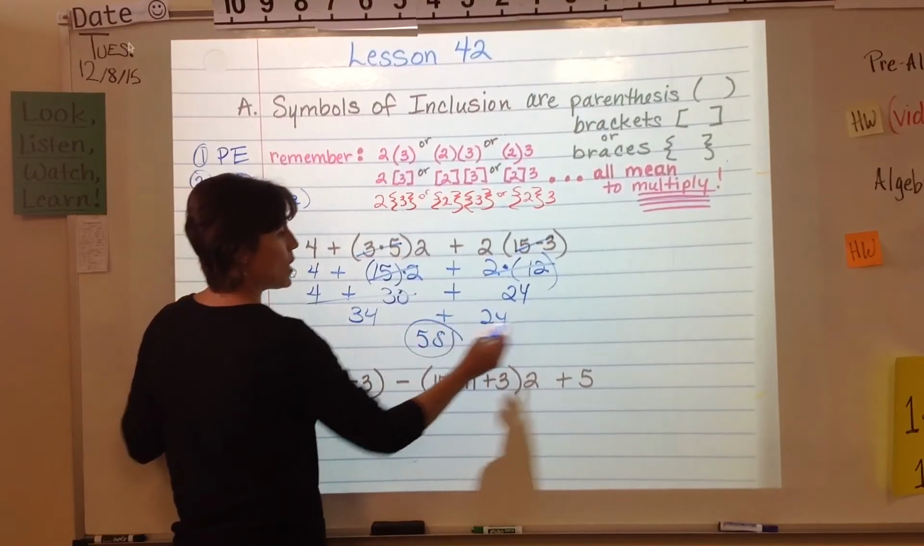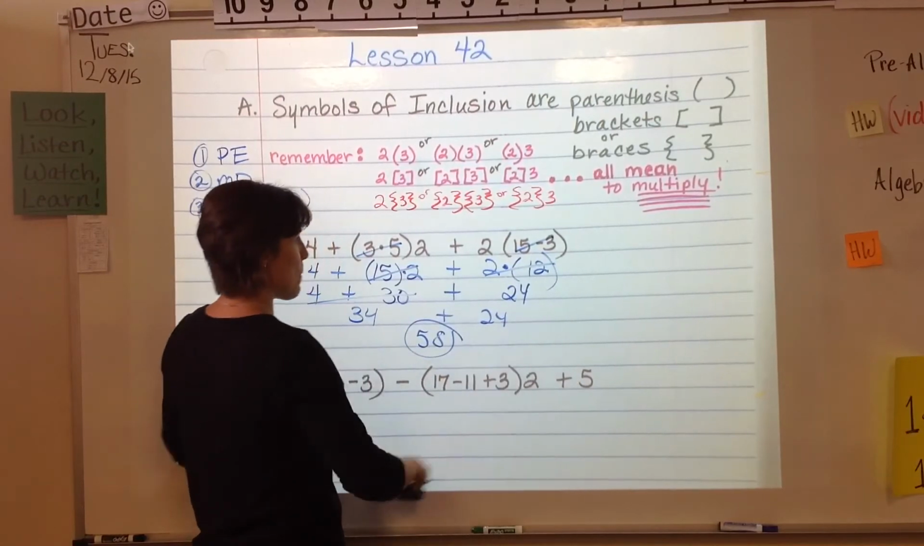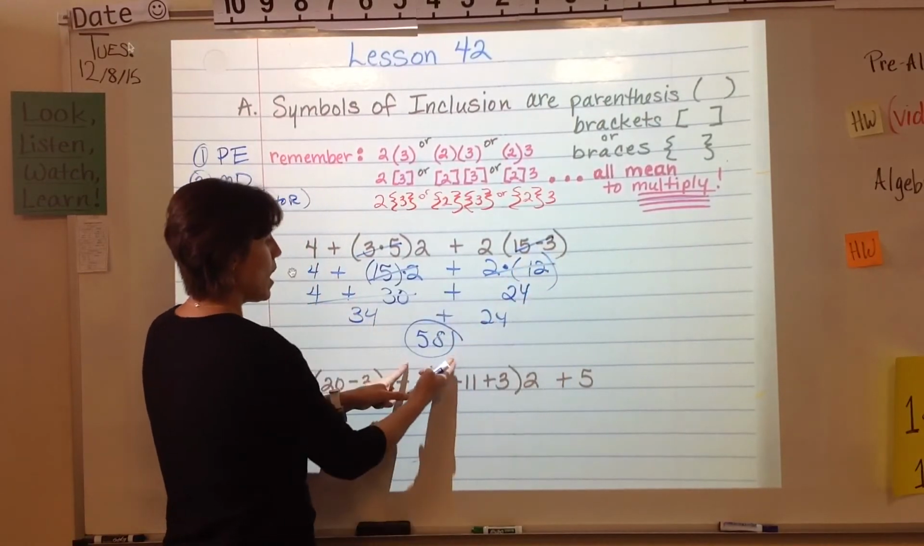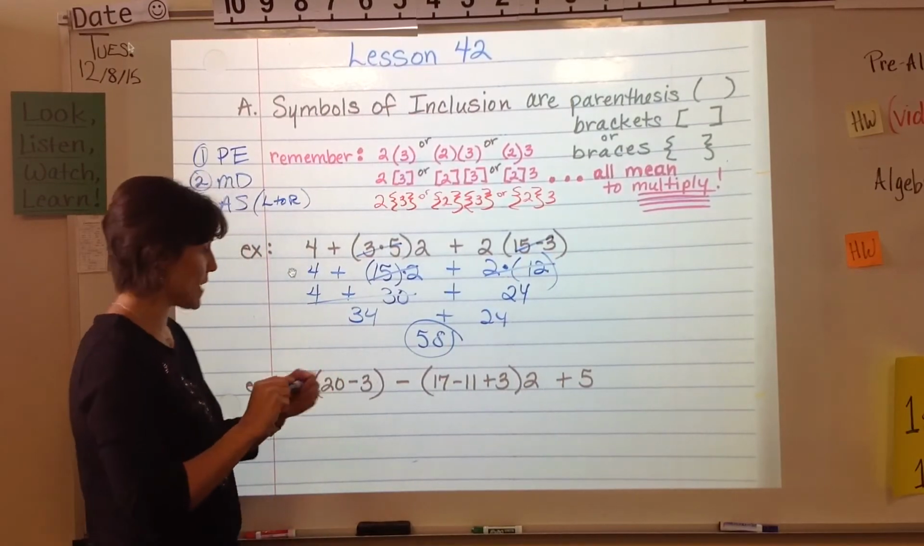Your answer's at the bottom. You don't even have to say 58 because this really isn't an equation. We're just trying to simplify this. What does all this really mean? Oh, it just means 58. Thank you for simplifying that. Cool. Let's do some more examples.